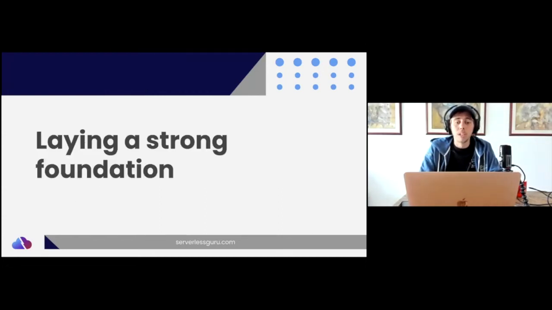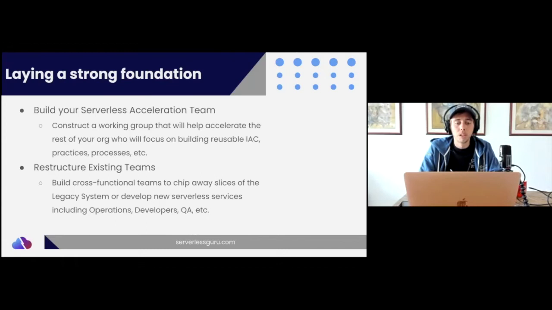So starting off with the strong foundation, the first thing we're going to be talking about is building your serverless acceleration team. For this, we're going to construct a working group that will help accelerate the rest of the organization, who will be building reusable infrastructure as code practices, processes, and so on, documentation around how to build these applications, and also just resources that we can find.